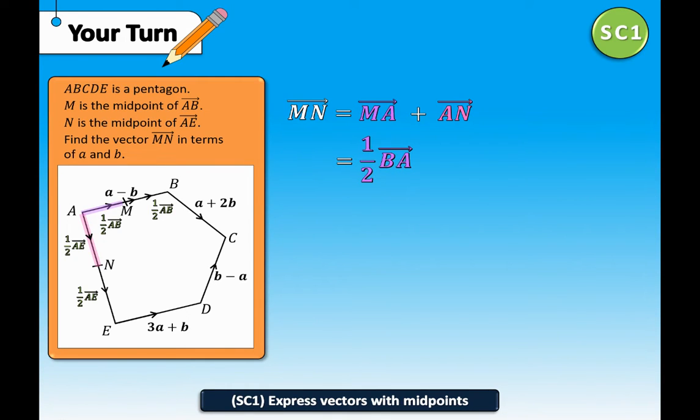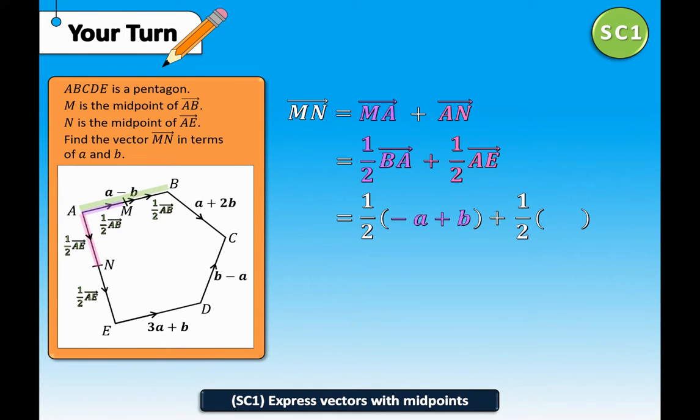M to A is a half of B to A, and A to N is a half of A to E. So we need to work out what B to A is. Well, that would be minus A plus B, because you're going against the arrow. And A to E is going all the way around the outside.